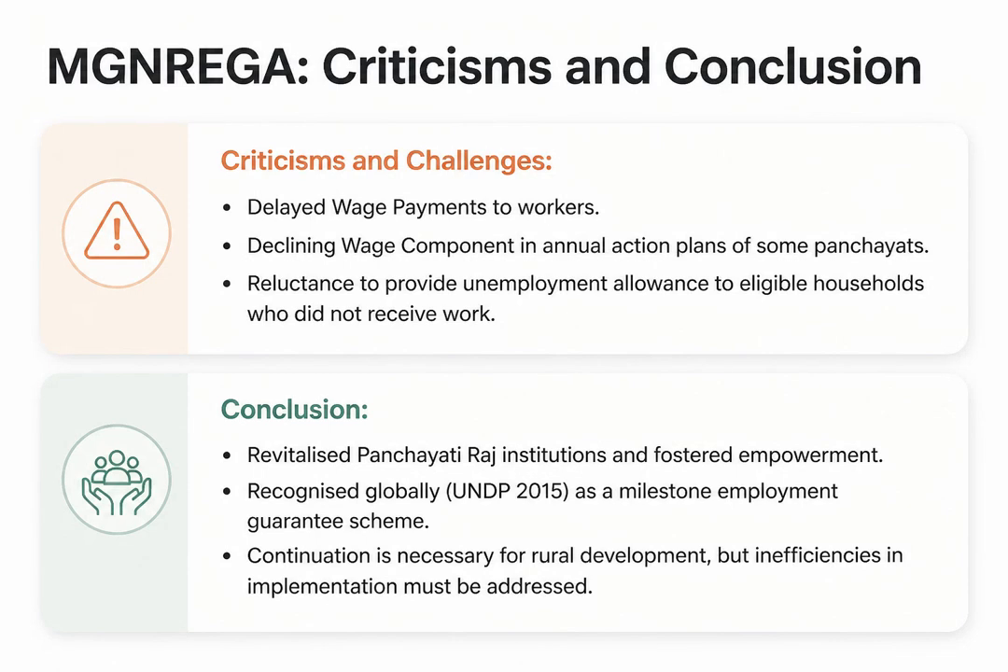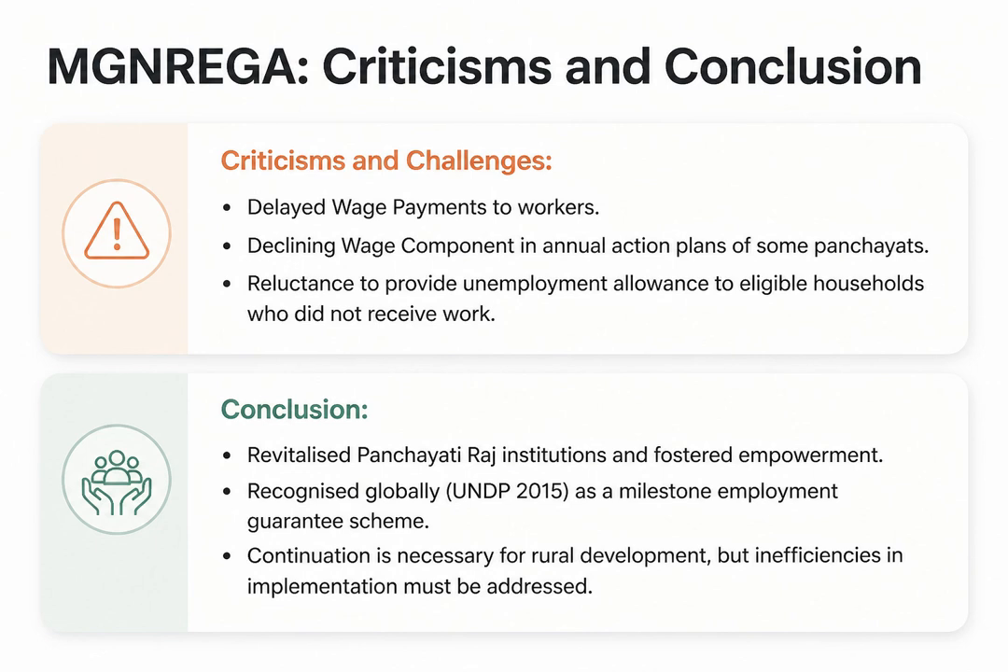However, MGNREGA is not without its flaws. Workers frequently suffer from delayed wage payments, which defeats the purpose of a safety net. There is also a concerning trend of a declining wage component in the budgets of some panchayats, and a widespread reluctance by authorities to pay the mandated unemployment allowance when work cannot be provided.